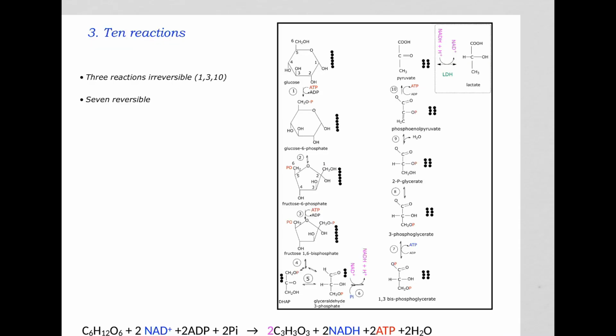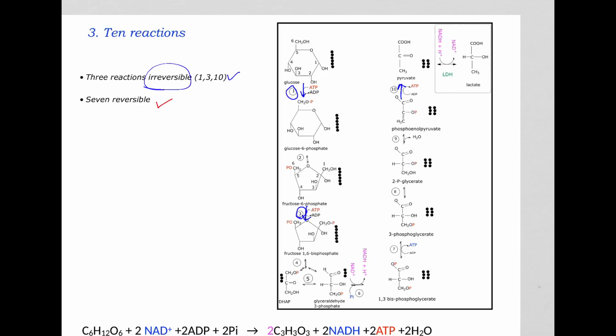When you look at the glycolysis pathway, you will see that for reaction number 1, the arrow is only going in this direction. And reaction number 3, the same thing, arrow only going in this direction. And reaction number 10, the arrow is only going in this direction. These 3 reactions are irreversible. That means they can only go in that direction under cellular conditions.